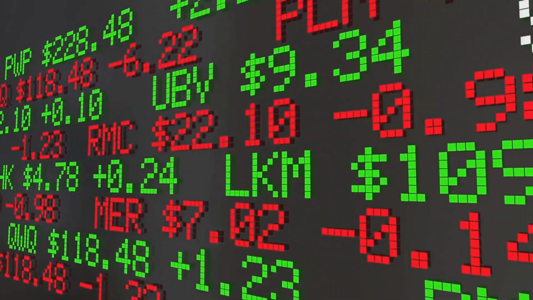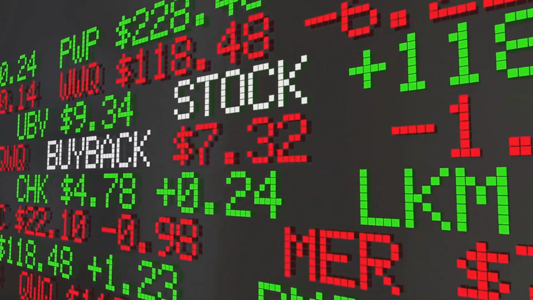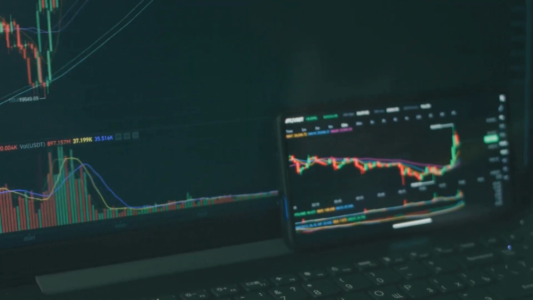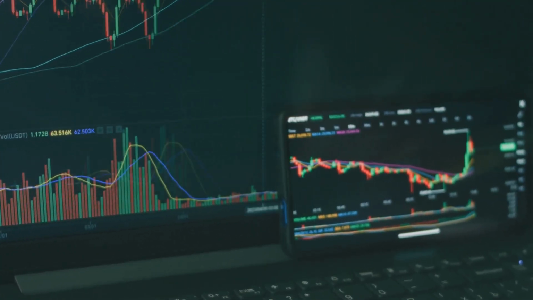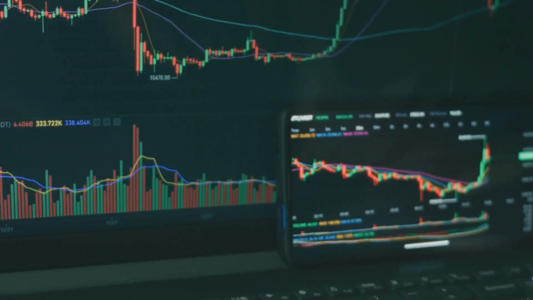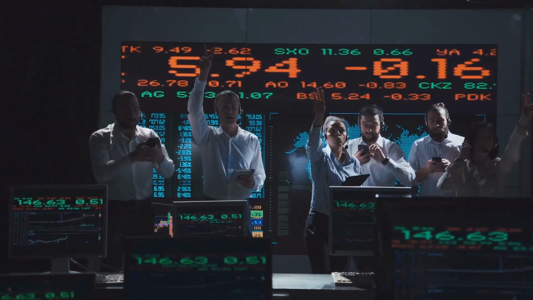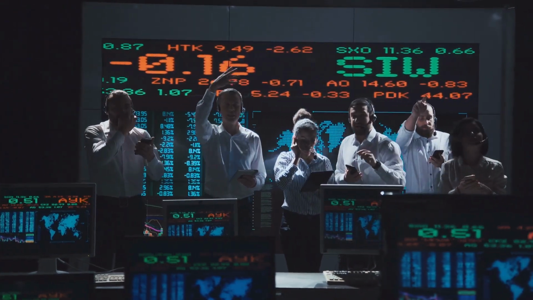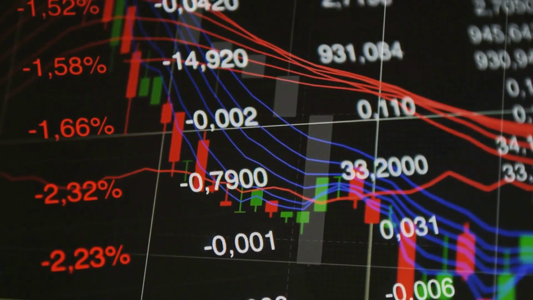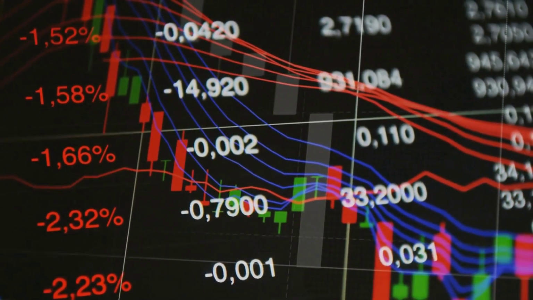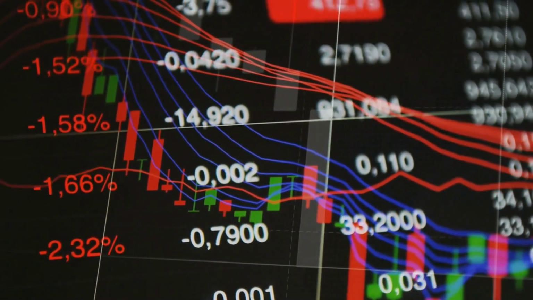One widely followed leading indicator is the stock market itself. Stock prices are often seen as a barometer of investor sentiment and expectations about future corporate profits. When investors are optimistic about the economy, they tend to buy stocks, driving prices higher. Conversely, when they are pessimistic, they tend to sell, pushing prices down.